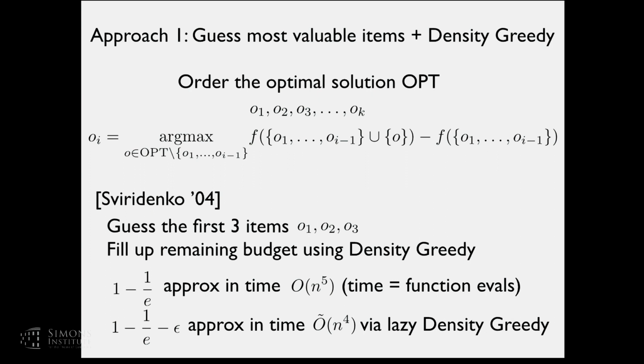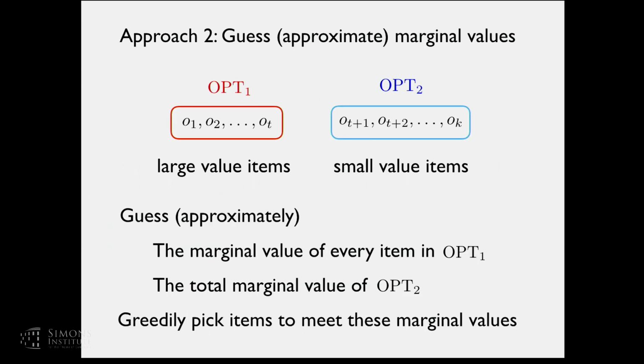So idea number two takes inspiration from a different kind of algorithm for Knapsack. Namely, if you think about the FPTAS that packs items, so we guess the value and we find the minimum cost needed to achieve that value. So this is one approach we have for the linear case, and it turns out that we can use it in the submodular setting as well.